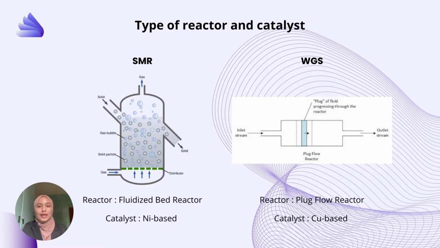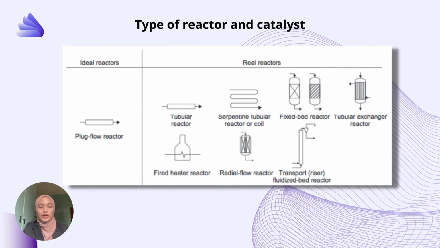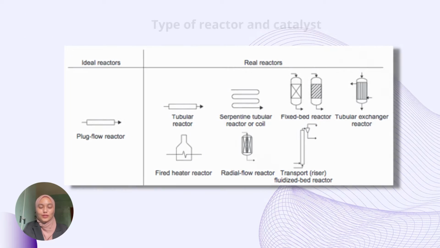Meanwhile, Halliday et al. 2009 mentioned that the reaction in WGS could be achieved in a conventional plug flow reactor with the most common catalyst used being copper-based catalyst. Both the fluidized bed reactor and PFR can be represented by an ideal PFR in simulation. Thus, in this project, we will be using PFR to demonstrate our model.